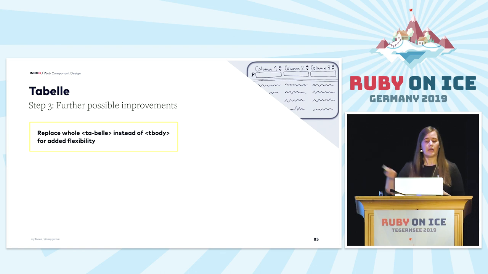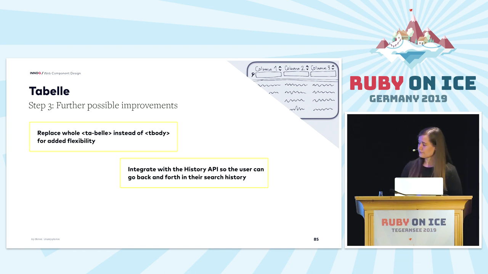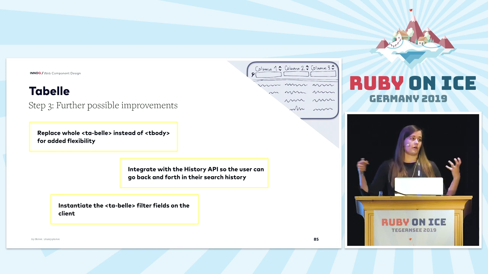There are other things I can do. I can replace the whole tabella element instead of just the T body for added flexibility. For instance, with this tabella component, often we'd expect something like a pagination component to be there, because I don't want to load all 20,000 results from my database. I only want to load 25. If this is included in my tabella component, I can replace that whole block of code instead of just inside the table itself. I can also integrate with the history API so the user can go back and forth in their search history. I can also instantiate the tabella on the client so that these filter fields are added dynamically if the server hasn't added them yet.